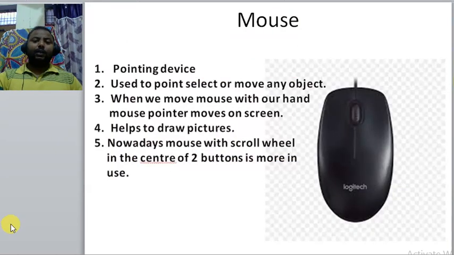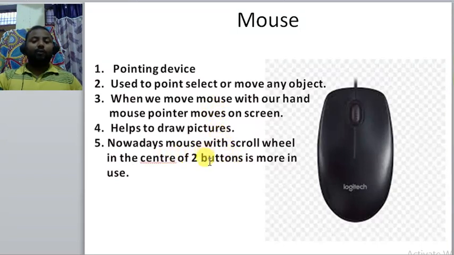Mouse. Mouse is a pointing device. It is used to select things and move objects. It is used for drawing. You draw pictures with the help of mouse in MS Paint. When you move the mouse with your hand, a mouse pointer moves on the screen. In the direction where you move your mouse, the mouse pointer moves on the screen.